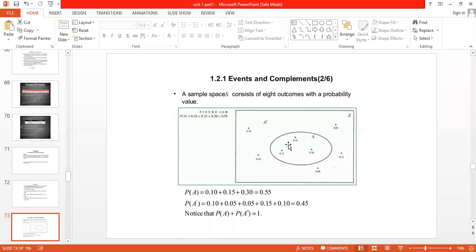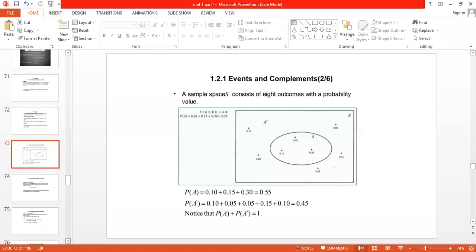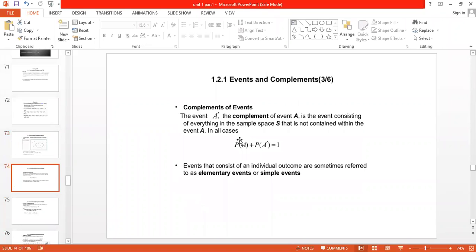So what do we have here? You observe 0.1, 0.15, 0.3. Okay, so we get probability of A equal to 0.55. What is A complement? Here you check. These are the 5 elements we have and their probabilities are given here. If you add all these probabilities, we get 0.45. And we also discussed from the properties that probability of A plus probability of A complement is equal to 1. Okay, so this we have already discussed.